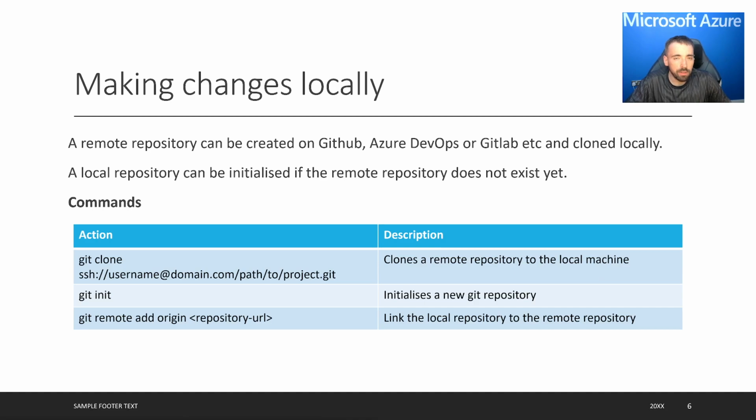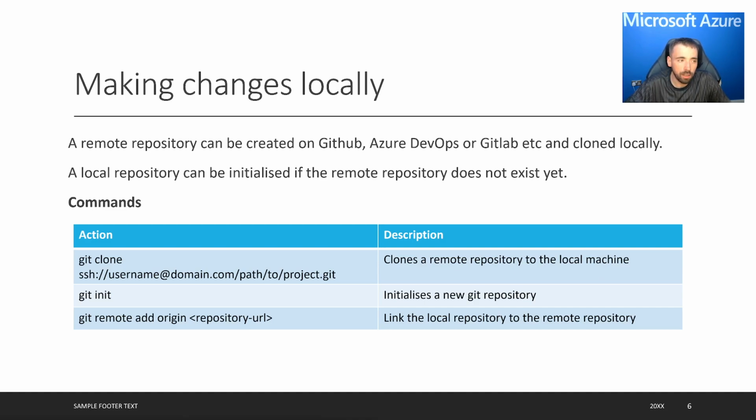So the first area I want to go deeper into is making changes locally. As I mentioned, a remote repository can be created on GitHub, Azure DevOps, or GitLab, or any other tooling that holds our repositories, and then cloned locally. So that's one option. Another option is to create a local repository by initializing it locally. So if the repository doesn't exist in our tooling yet, the remote repository, we can actually initialize the repository locally.